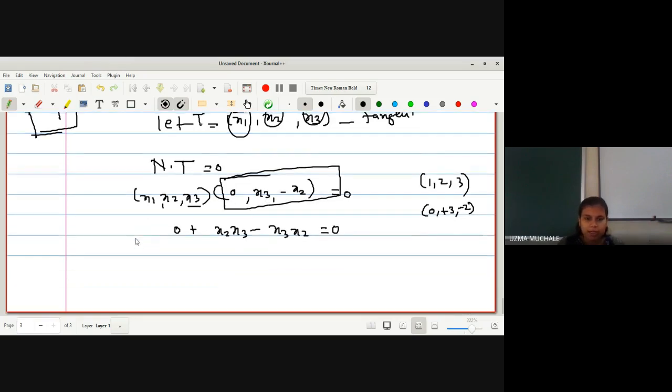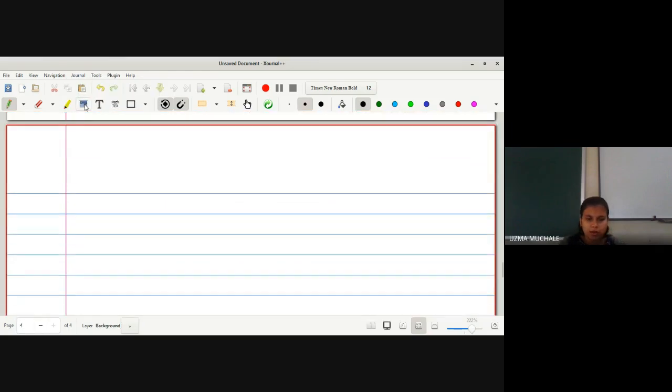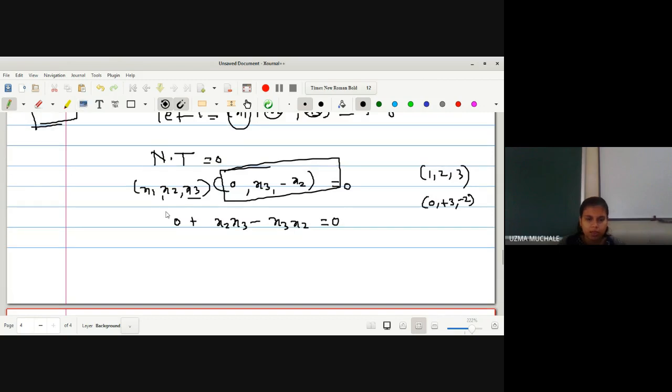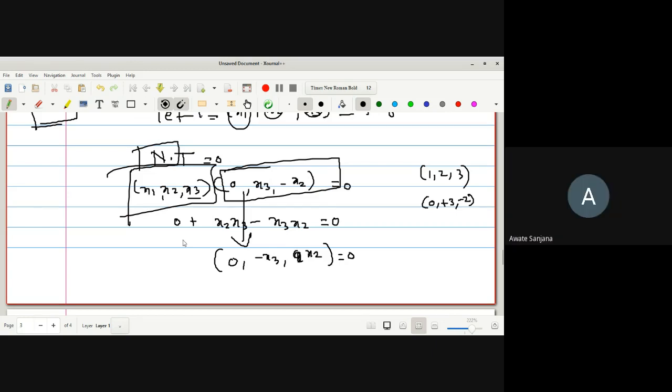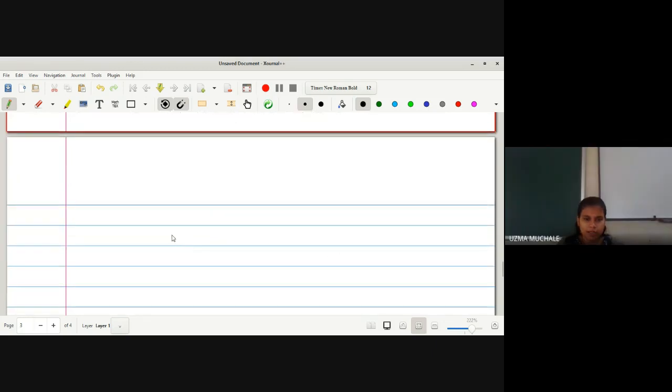And what is another possibility? Yes, what are the other possibilities for this vector? Because this is fixed, the normal will be fixed. The normal is normal to the surface. Okay, it is normal to the surface, that is the fixed one. So what is another possibility? Can I take this as 0, minus x3, and x2 as it is? Is it correct whether the dot product is again 0? Yes, ma'am.